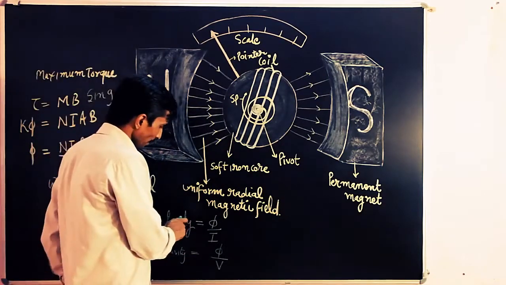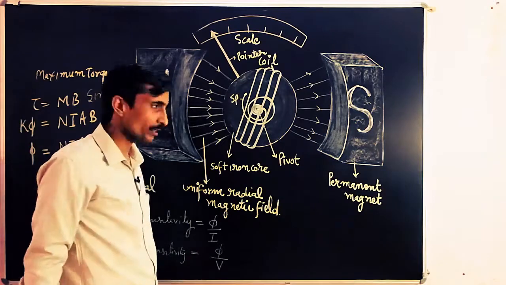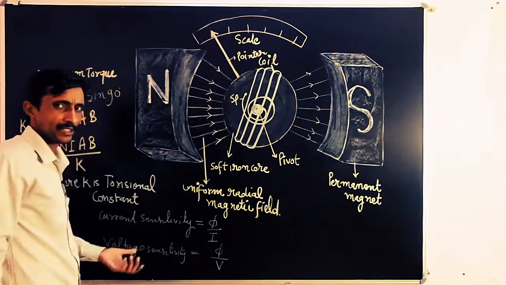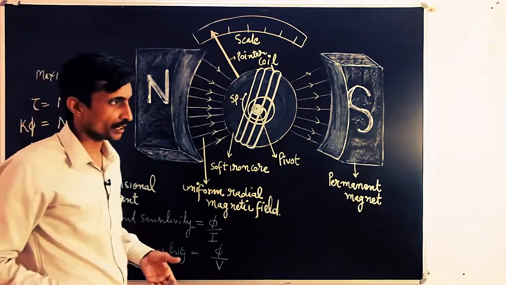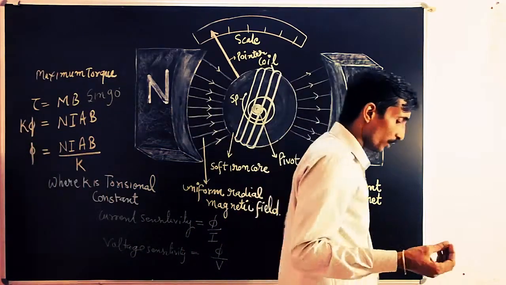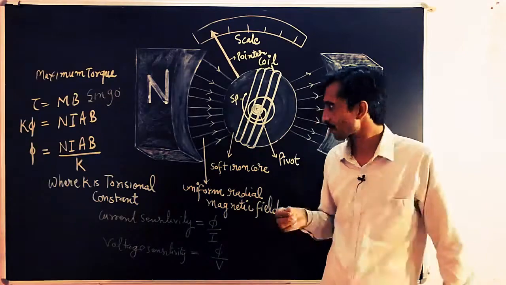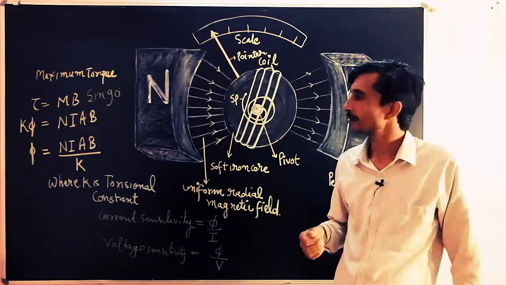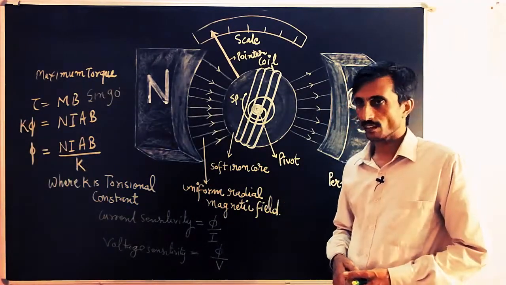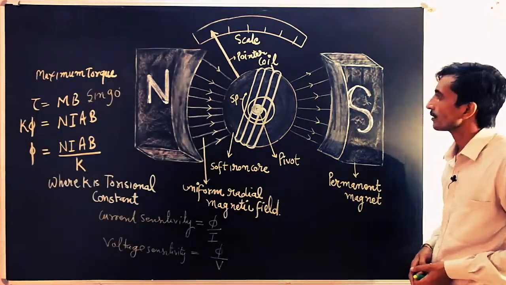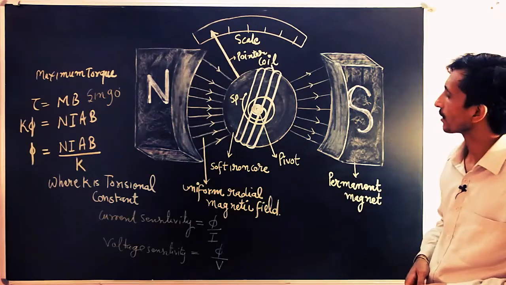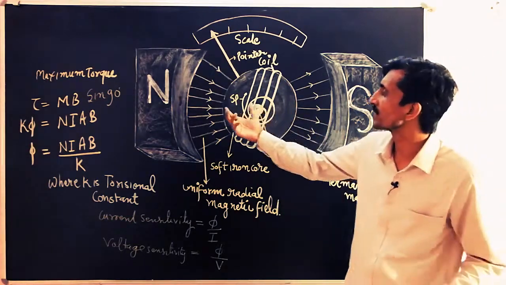These definitions are beneficial for the conversion of the galvanometer into an ammeter and voltmeter. Basically, a galvanometer is not a measuring device. It is only to check the presence of current in the wire. It does not measure the current. So this is the moving coil galvanometer.